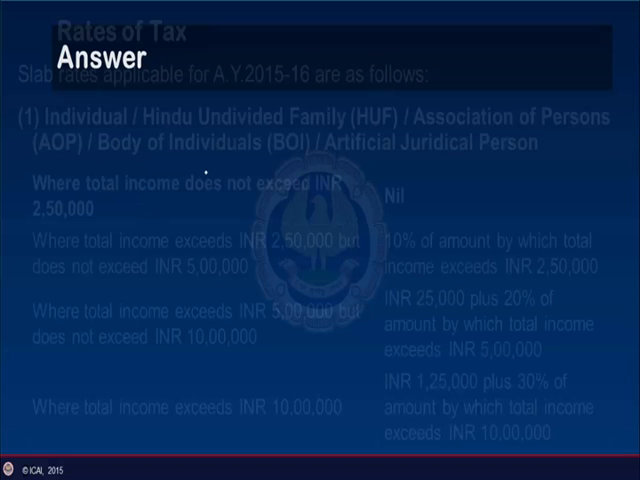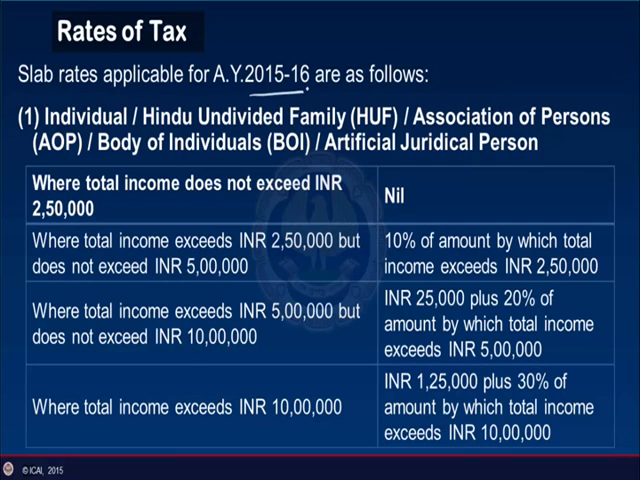So let's look at the rates which are applicable under assessment year 15-16 for all individuals, HUF, association of persons, body of individuals, artificial juridical person. So income less than 2.5 lakhs, the rate would be nil. In case the income exceeds 2.5 lakhs but does not exceed 5 lakhs, 10% of the total income. Where the income exceeds 5 lakhs but does not exceed 10 lakhs, 25,000 plus 20% over and above the income of 5 lakhs. Where the total income exceeds 10 lakhs, 1,25,000 plus 30% of the income exceeding 10 lakhs.